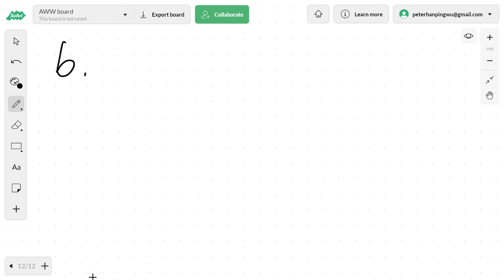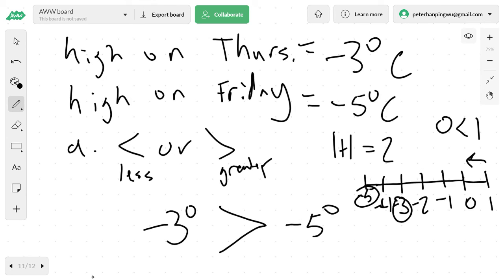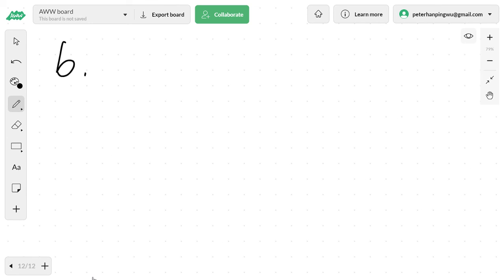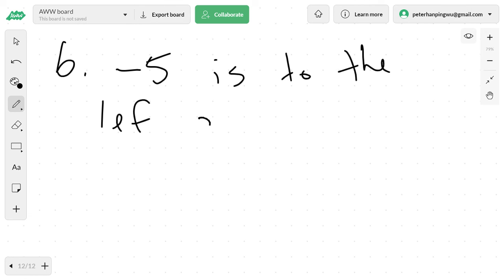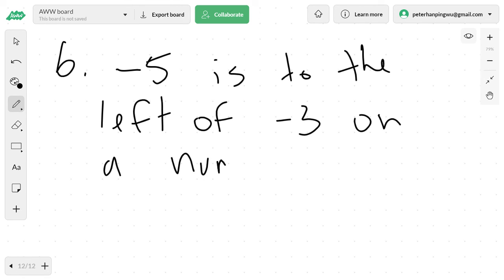Part B asks us to describe the location of both integers in relationship to each other on a number line. Well, we already made a number line, right? -3, -5. So we can say -5 is to the left of -3 on a number line.